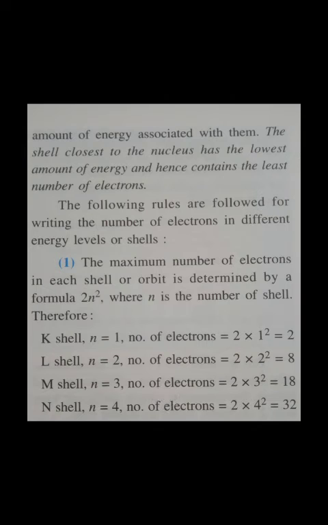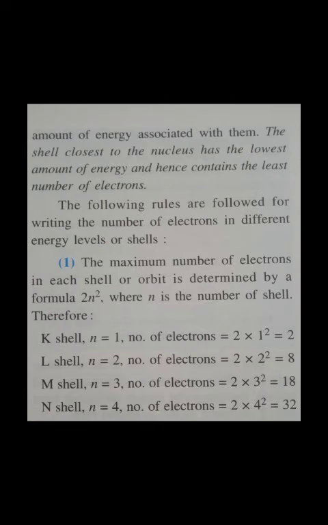Suppose for K shell, n is equal to 1 because it is the first shell, closest to the nucleus. So the number of electrons will be 2n square. That means 2 into 1 square. 1 square is 1, into 2 will give you 2. So a maximum of 2 electrons can be accommodated in the first shell. L shell, n is equal to 2. Number of electrons 2 into 2 to the power 2, that is 4 into 2, 8.